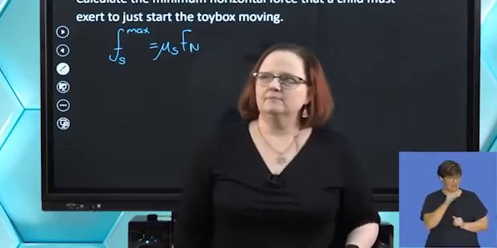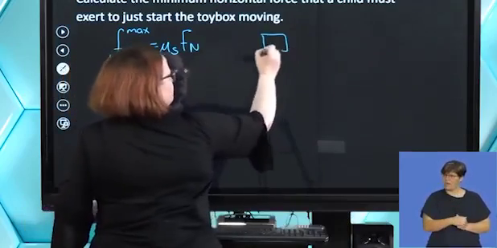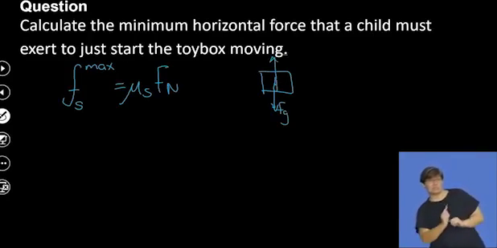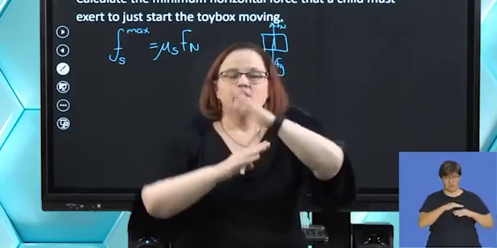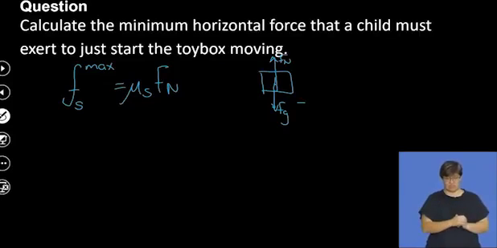Hopefully you're now going, but we don't know Fn. Of course we do. Remember, toy box, okay, gravity acts down. What resists gravity? The normal force. Because that's vertically like this and it's moving horizontally, the normal force is equal to the gravitational force. And we know that we can calculate gravity by going mg.